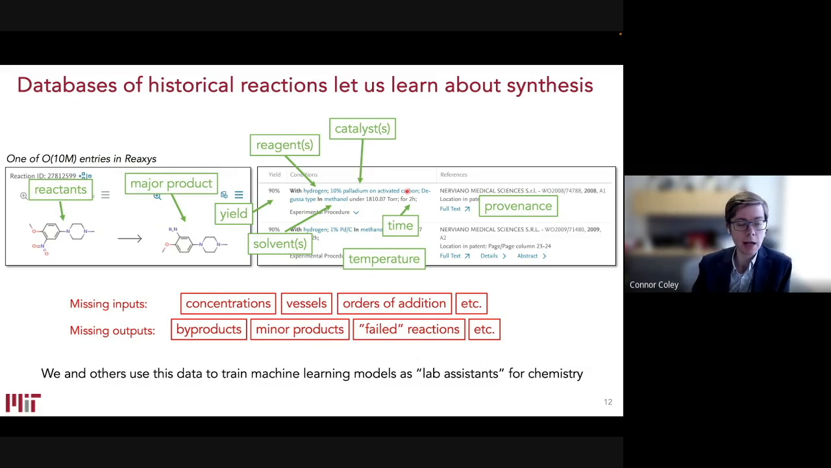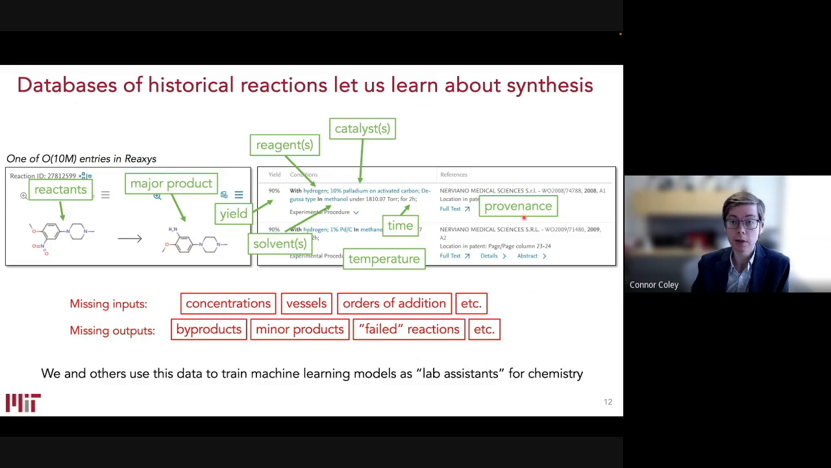And so each entry in a database, which typically will have millions of such entries, will tell us what reactant molecules were used, what products were observed, and aspects of the conditions that were used. So if there was a catalyst, a solvent, how long the reaction was run for, the temperature, the yield, or a measure of performance, as well as bibliographic information.